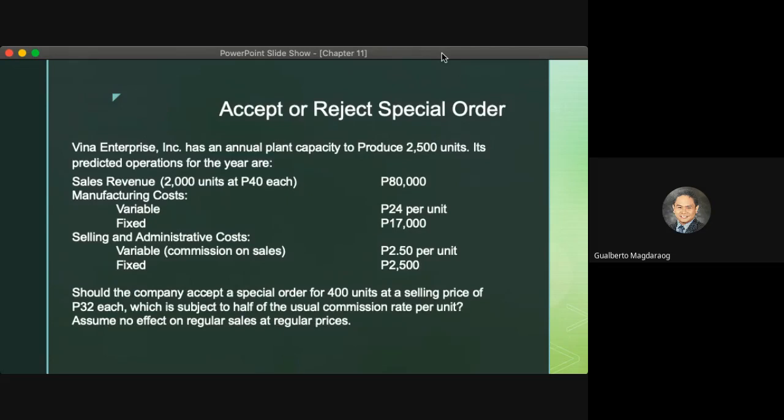Okay. So, let's apply first the incremental approach. Meaning, we only look at the items with a difference, the differential approach.